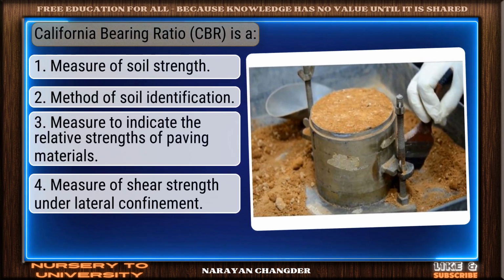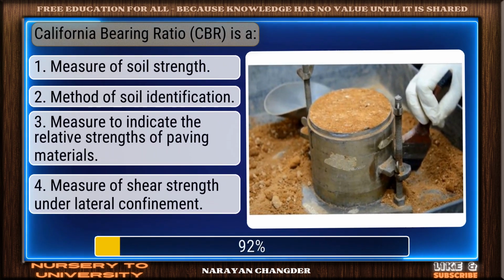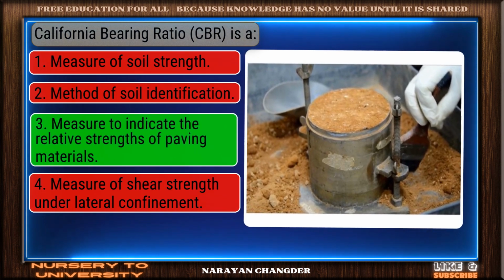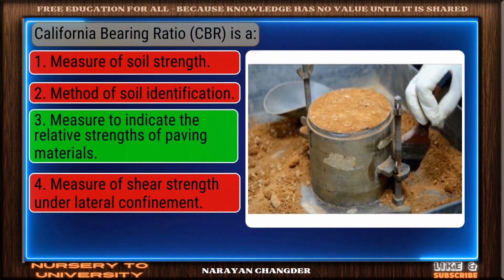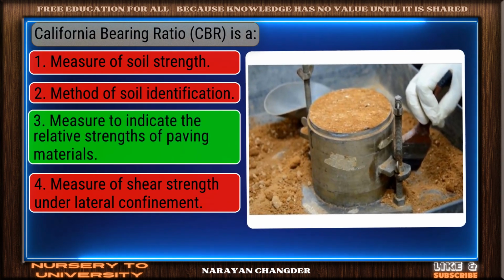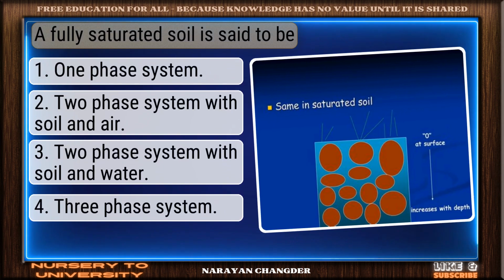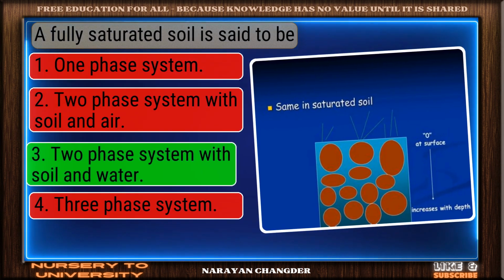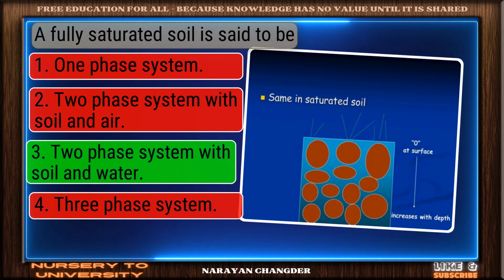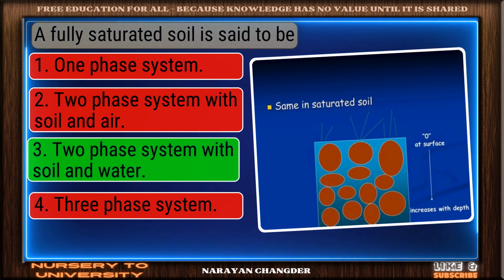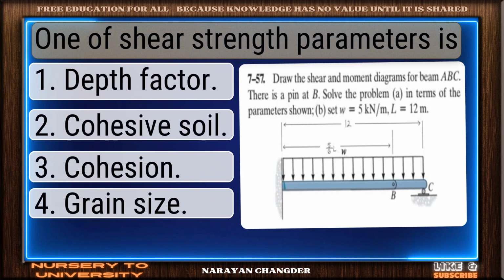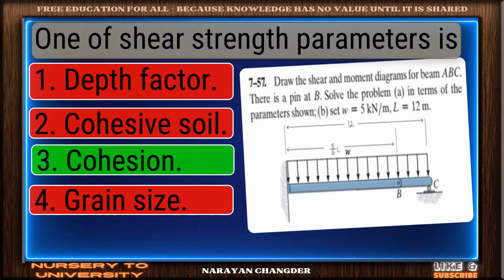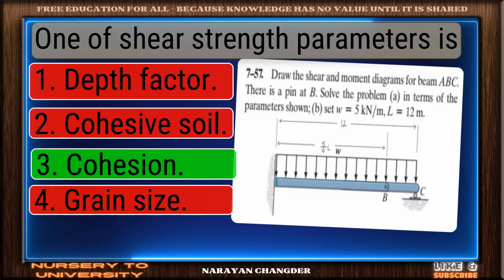California bearing ratio is a. Clear logic. Your choice, measure to indicate the relative strengths of paving materials, is sound and 100% true. A fully saturated soil is said to be. Smart pick. Two-phase system with soil and water is the correct choice. One of shear strength parameters is. Correct. Cohesion is the right answer.